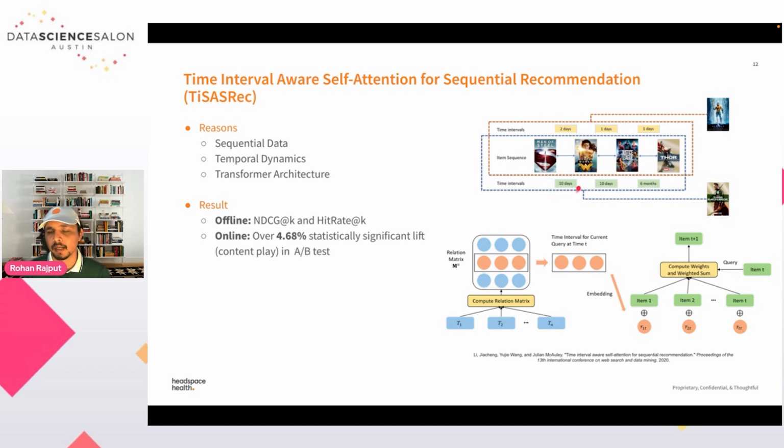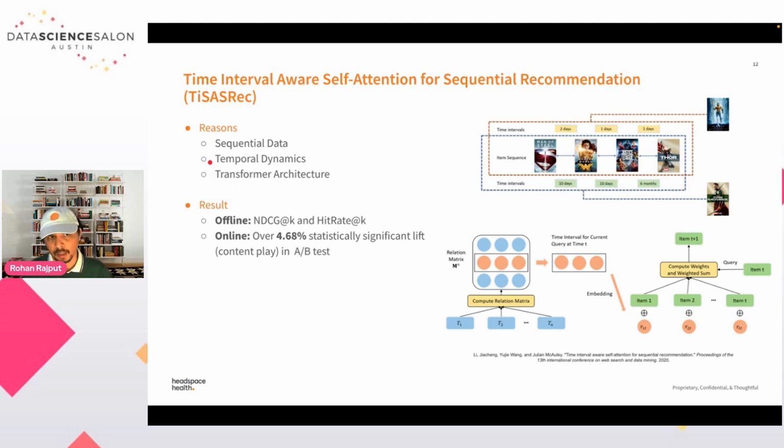Not only can we utilize these sequences, but we can also utilize the time interval between them. So if there is a 10-day gap between two contents and a several-month gap between a different pair of contents, we can utilize these time intervals and also the sequences. Based on these historical sequences, we can learn what content our user will most likely start or play next, given the current sequence.